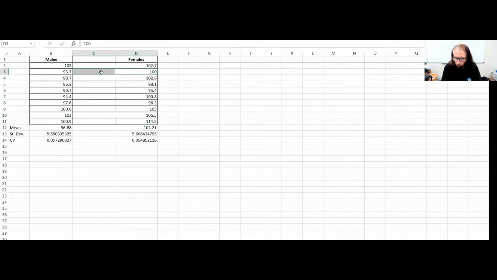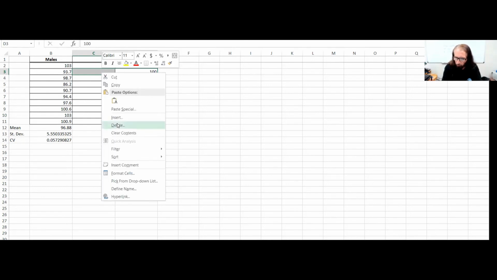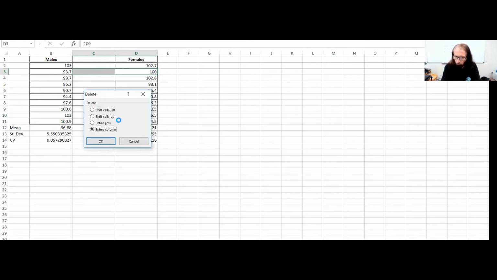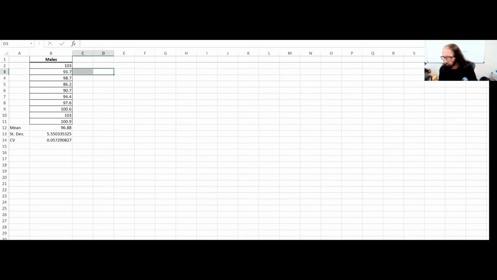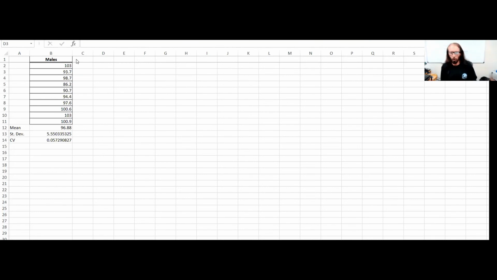So after I clear out those two columns there, I accidentally created one extra one, I show the conversion of centimeters to inches using the fact that there are 0.393701 inches per centimeter. So I multiply all of the entries for the males by the 0.393701 inches per centimeter to get all of those in inches.